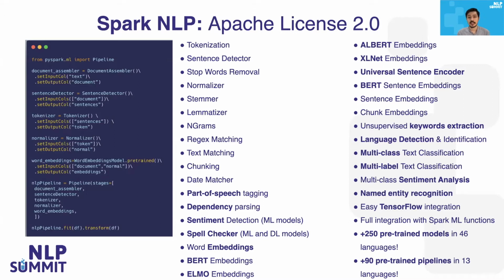And some are more advanced tasks using machine learning and deep learning algorithms such as entity recognition, spell checking, multi-class and multi-label text classification, sentiment detection, unsupervised keyword extraction, and almost every state-of-the-art word and sentence embeddings such as BERT, ALBERT, ELECTRA, ELMo, XLNet, and Universal Sentence Encoder. With over 330 pre-trained models and pipelines in 46 languages, it is a single unified solution for all of your NLP needs.